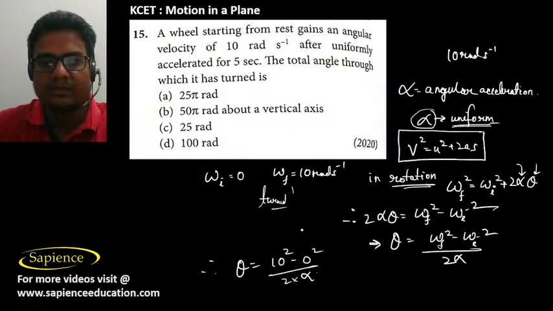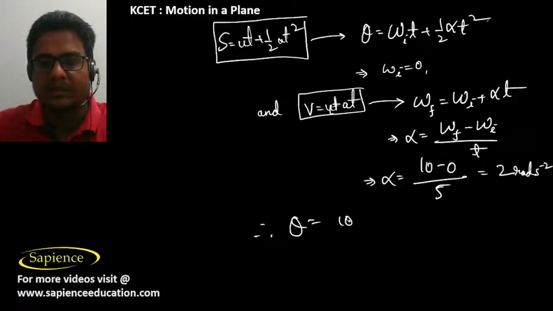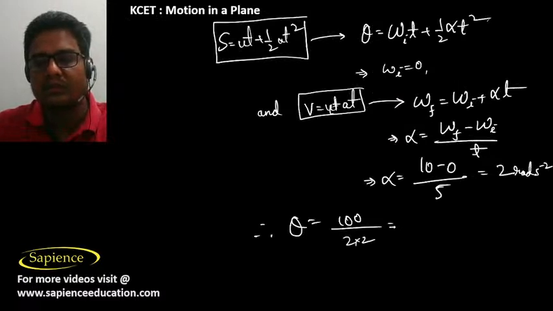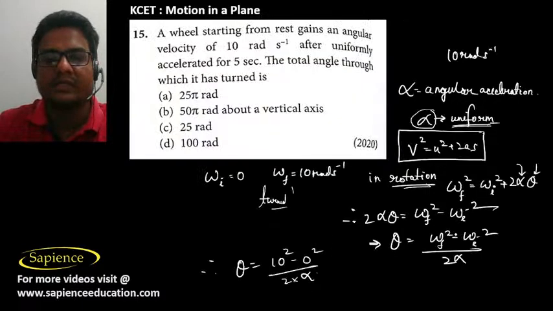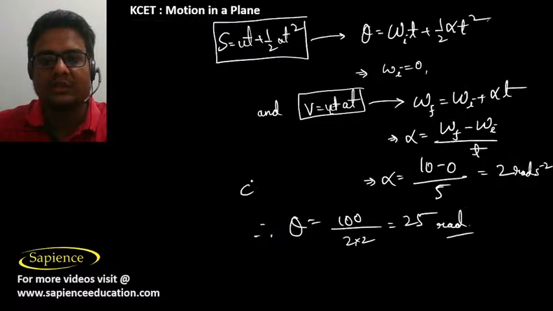So now theta will be equal to 10 square, that is 100, by 2 into alpha, that is 2 into 2. So 100 by 4 is 25 radian. So 25 radian is the answer. So option C is the correct answer.